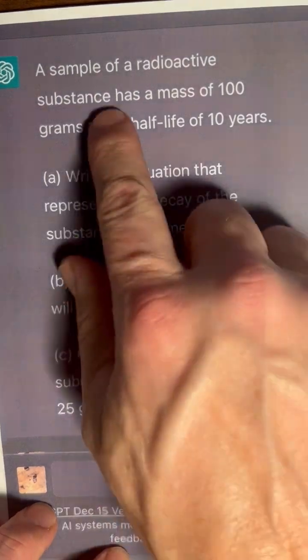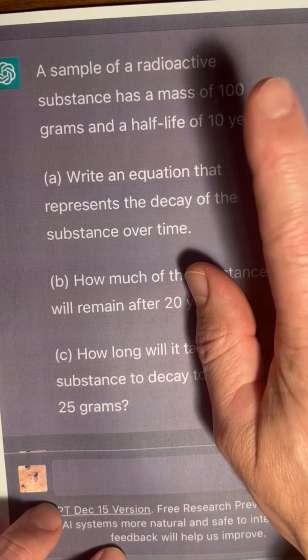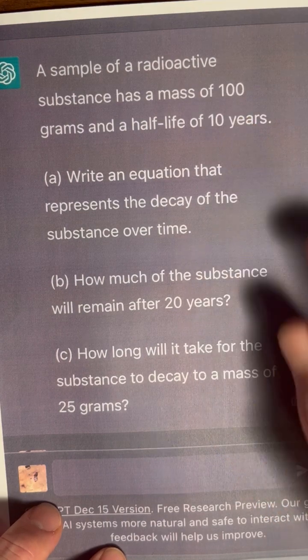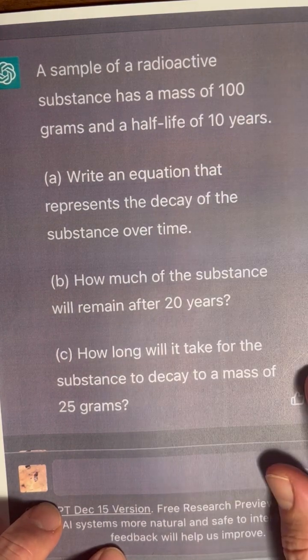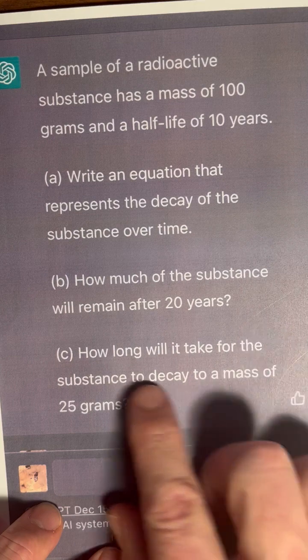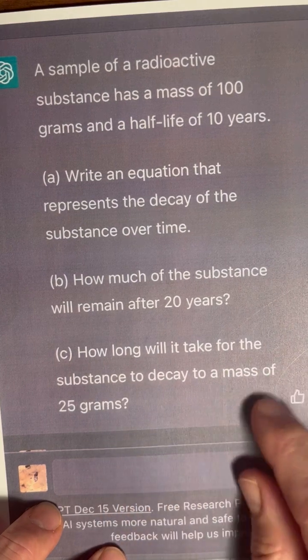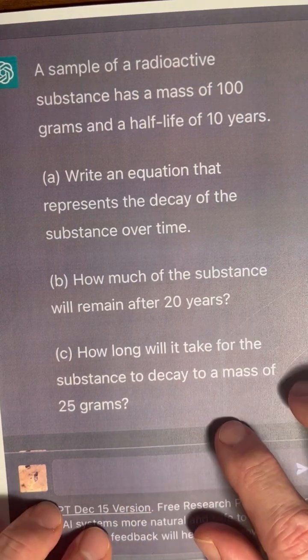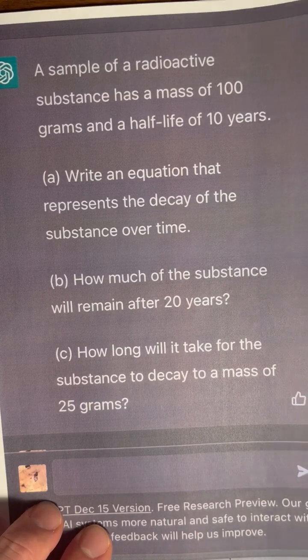It says we've got a sample and the substance has a mass of 100 grams and a half-life of 10 years. So first of all, write an equation that represents the decay. And then how much of the substance is going to remain after 20 years? And then how long will it take for the substance to decay to a mass of 25 grams? It's not a terrible problem. It's pretty easy, but let's do it anyways just for fun.